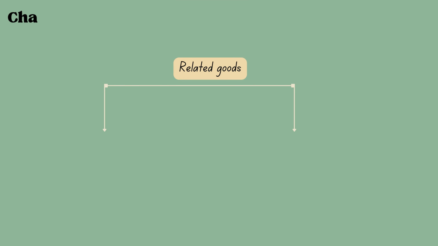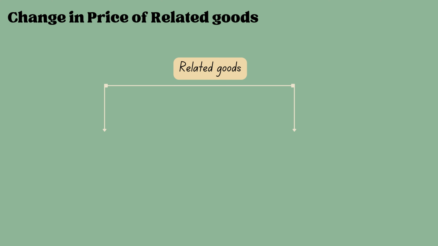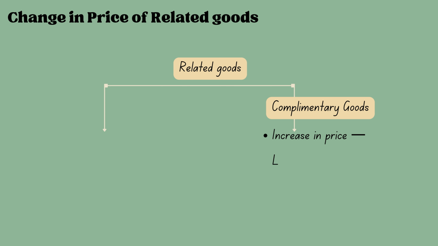Another factor that leads to a shift in demand is the price of related goods. For complementary goods, if the price of the complementary good rises, the demand for our good falls and our demand curve shifts leftwards. On the other hand, if the price of the complementary good falls, the demand for the good rises and our demand curve shifts rightwards.